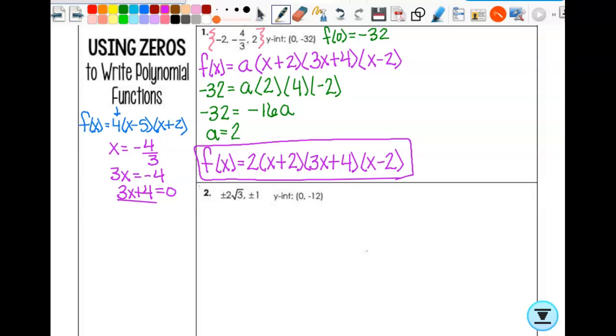What questions do you have? Anything? Easy enough? Okay. So let's do number 2. Again, these are my zeros. How many zeros do I have?